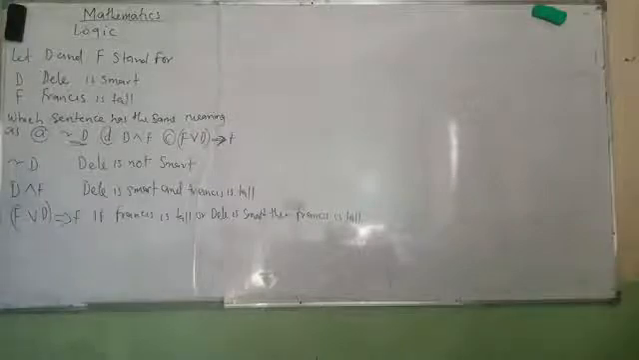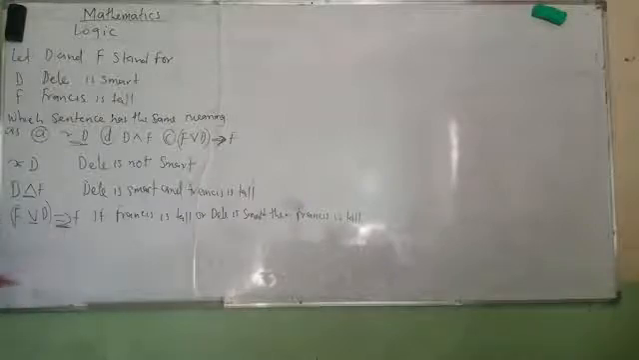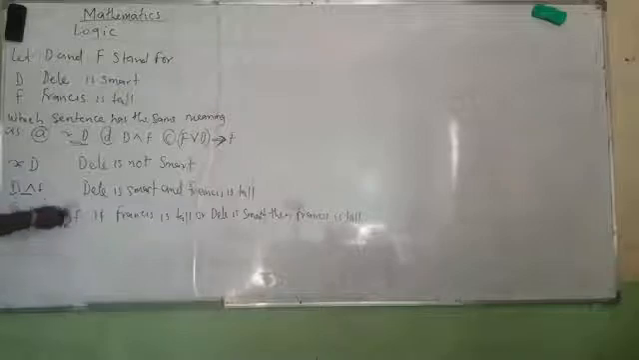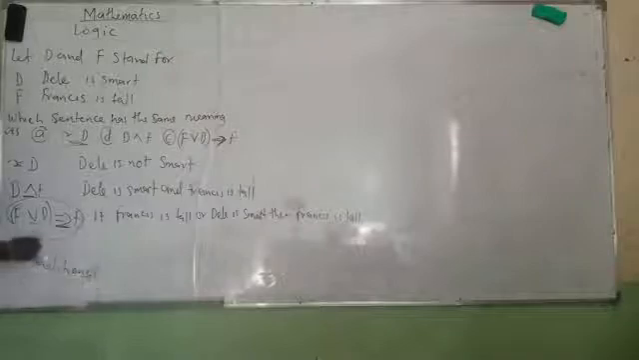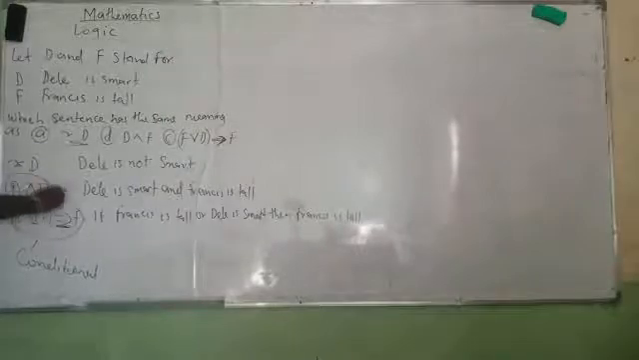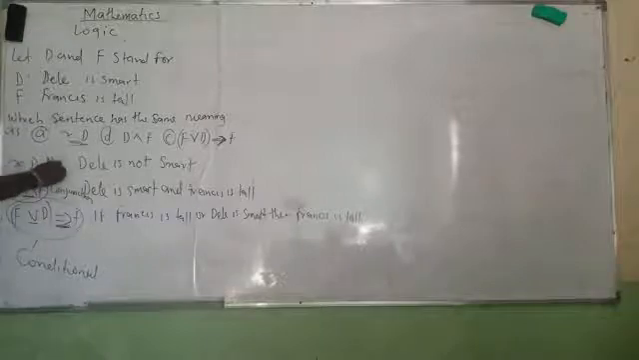This is all, which I've explained, that is called conjunction. This one is called disjunction. And this one is called negation. And this one is called if and then, which is called conditional. Sorry. This is called conditional. This is called conjunction. And this is called negation. Please take note of that.